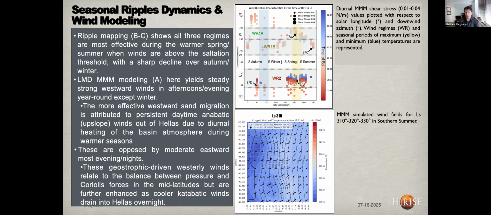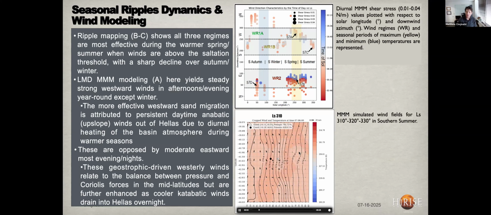And that's something you can see in these really cyclic animations. So this is just 3 days over 3 L-S periods, L-S 310, 320, and 330. And these all go through one sol. And you can see the warmer temperatures are the reds, and at the daytime those are the warmer temperatures, and those all swing to the west. And then at night, it swings to the east.